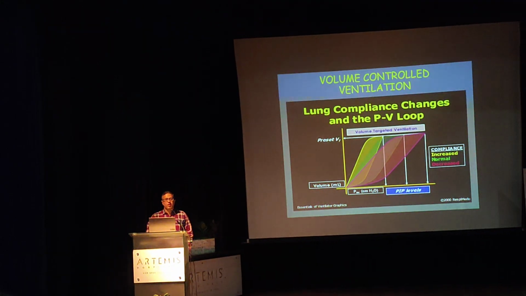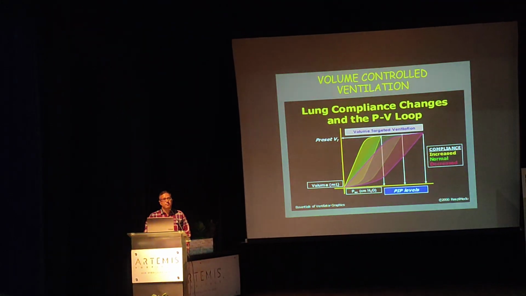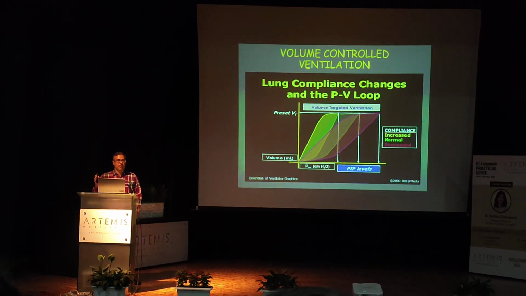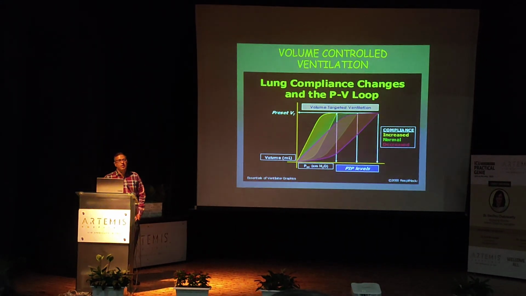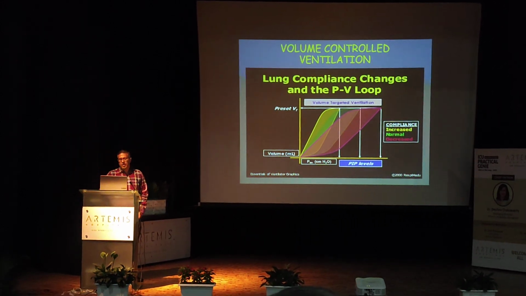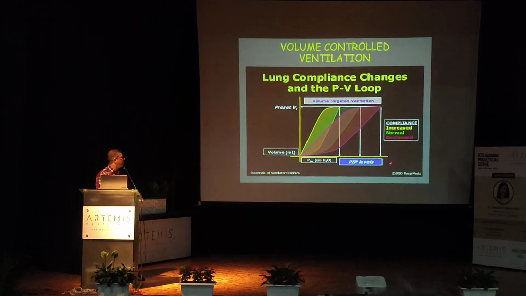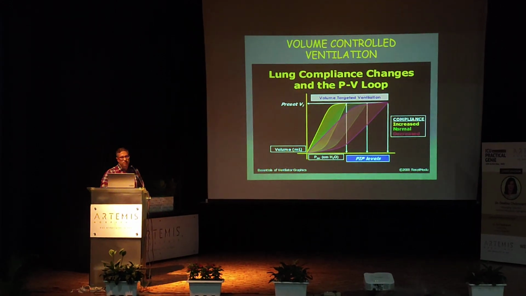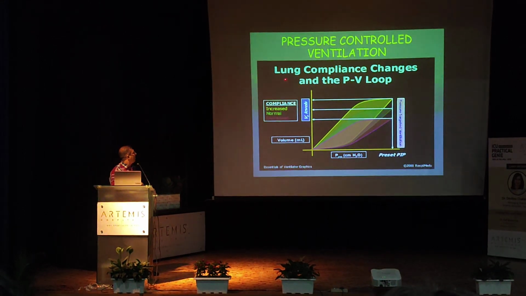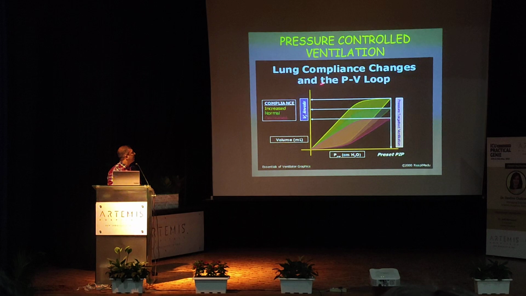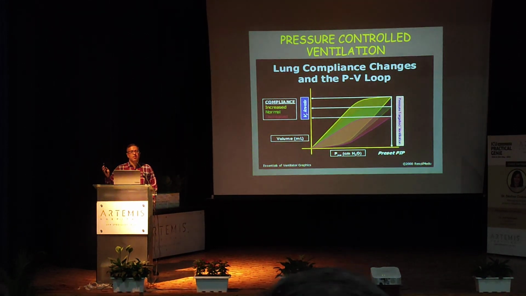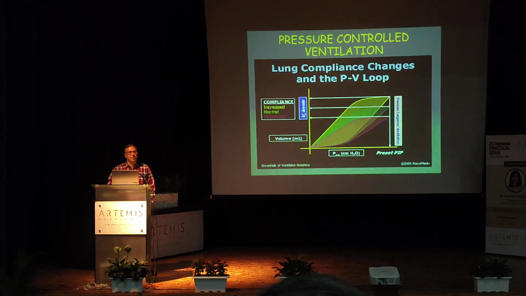So suppose we have volume controlled ventilation, what will happen? This is a volume controlled ventilation. Volume is set. The pressures will rise in case of decreased compliance. So compliance is decreased, the pressures will be higher. Here is where you calculate the pressures for the same volume. Whereas in pressure controlled ventilation, what will happen? You have set the pressures. The volume will decrease if the compliance worsens.